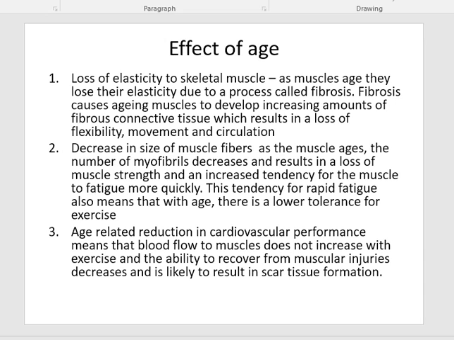Age-related reduction in cardiovascular performance means that blood flow to the muscle does not increase with exercise, and the ability to recover from muscular injury decreases and is likely to result in scar tissue formation.